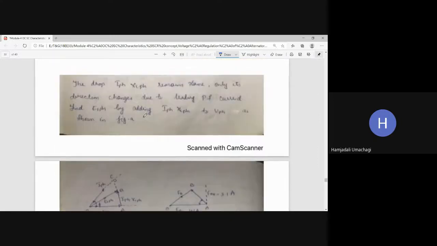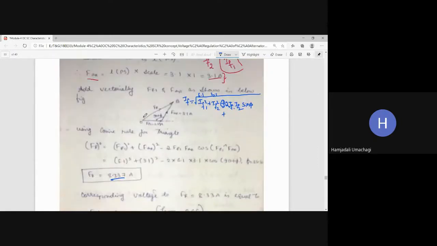Are you all getting 8.337? IF is equal to square root of IF1 square plus IF2 square plus 2 times IF1 IF2 sin phi. Here the answer is 8.337. Check with the notation; I hope you have taken the plus sign. Sin phi will be 0.6 because cos phi is 0.8. The answer we get is IF equal to 8.337 ampere. Now you have obtained the resultant field current.